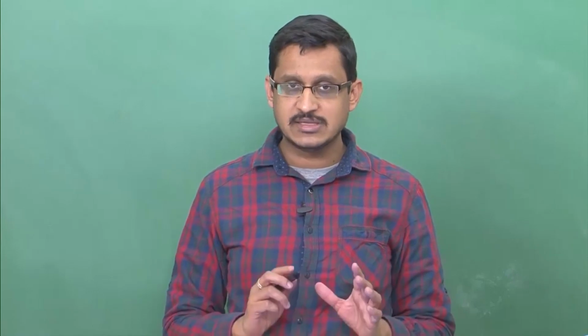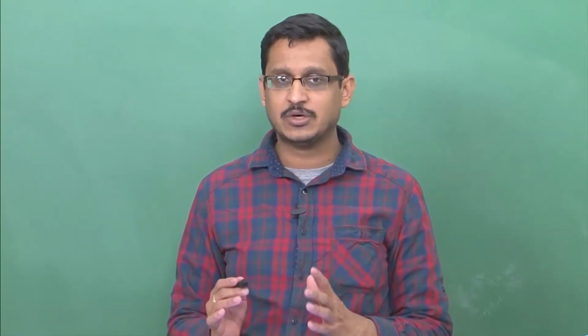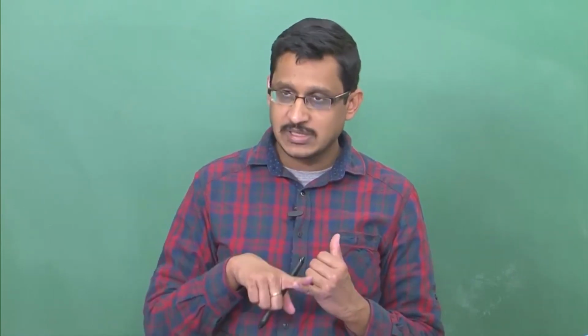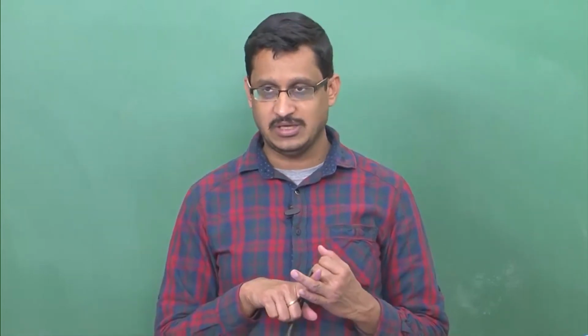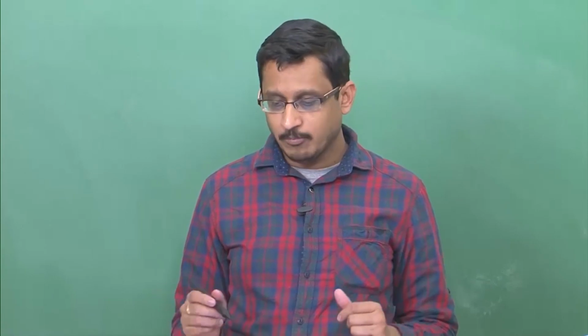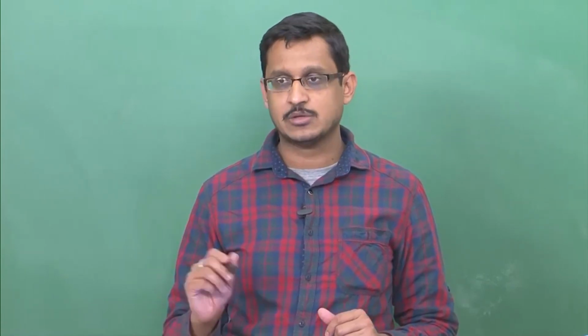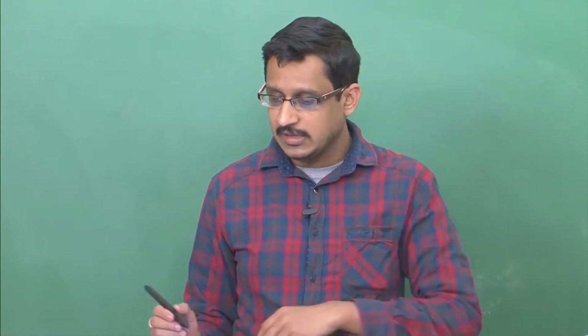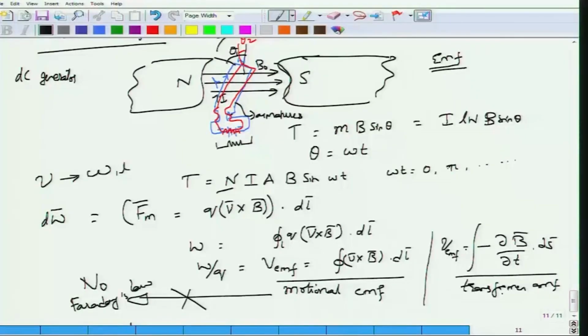However, in most cases it is very difficult to determine, because there will be a component of motional EMF as well as transformer EMF. Okay. And Faraday's law has been extended in such a way that both can be considered as special cases of Faraday's law. Okay. In the case where transformer EMF is there, the magnetic flux that is changing is because of the changing magnetic field, right, or the loop is stationary, right.